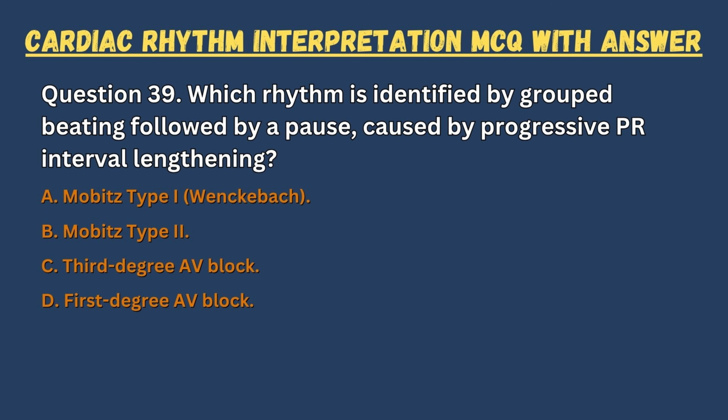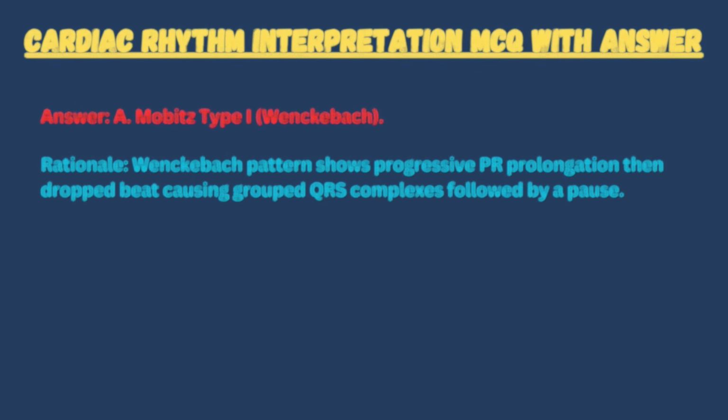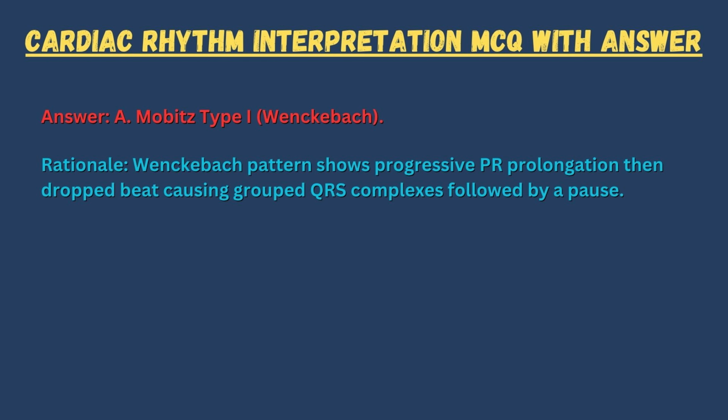Question 39. Which rhythm is identified by grouped beating followed by a pause, caused by progressive PR interval lengthening? A. Mobitz type 1 Wenckebach. B. Mobitz type 2. C. Third degree AV block. D. First degree AV block. Answer: A. Mobitz type 1 Wenckebach. Rationale: Wenckebach pattern shows progressive PR prolongation, then a dropped beat causing grouped QRS complexes, followed by a pause.